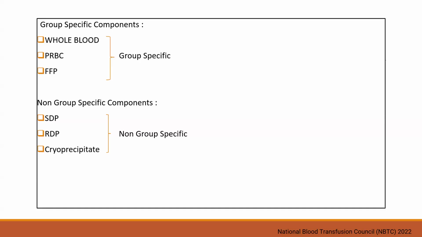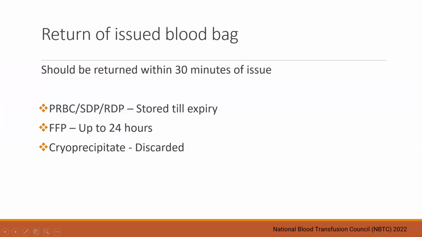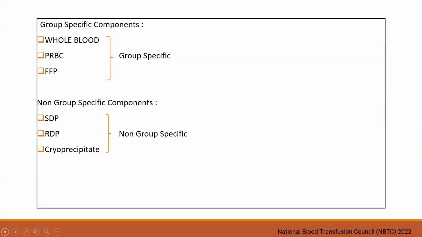In SDP, single donor platelets, random donor platelets and cryoprecipitate, these three are non-group specific. We can give for any group because there are no antigens and antibodies in this. I mean, antigens and antibodies will be there, but they are negligible. The antibody titer will be very less. So even if we transfuse, it will be diluted in recipient plasma.